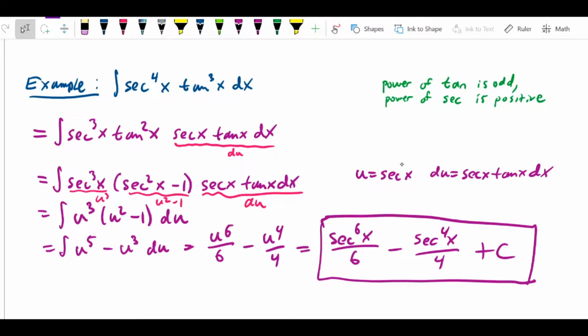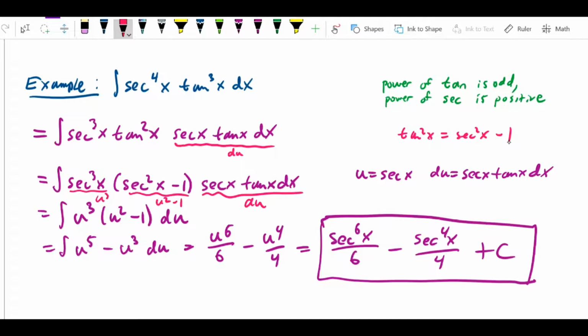The reason is that in this case you're going to use the identity tan squared x equals secant squared x minus 1. So you're going to need the resulting power of tangent to be even in order to be able to use that identity. Well, that's only going to happen if the power of tangent started out as odd. So the question is, what happens if you don't have either?